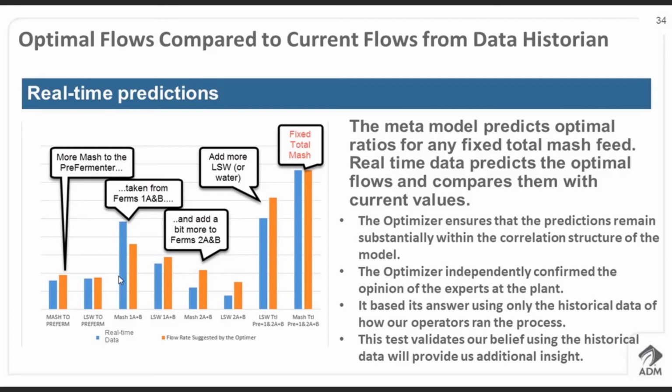It's interesting because this solution was actually confirmed by the opinion of the plant experts, but it's difficult when you have so many different levers to pull to determine exactly what the right combination is, and that is what the optimizer allows us to see all at the same time. So this test actually did validate our belief that using historical data will provide us additional insight into the optimal way to run our processes.